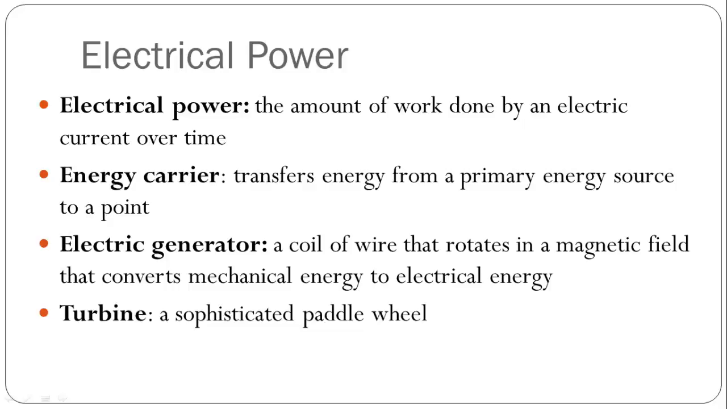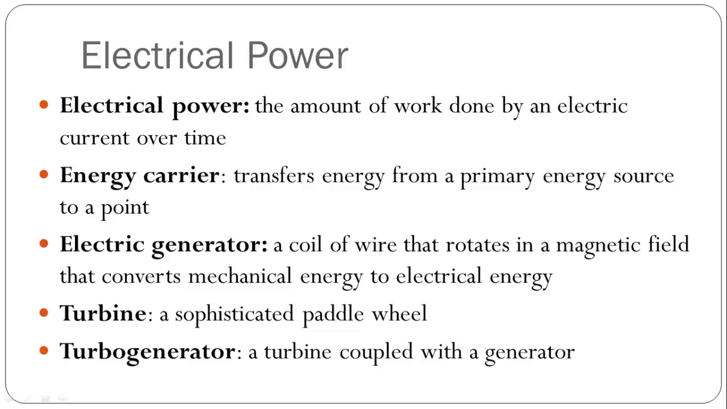A turbine is a sophisticated paddle wheel which can move this coil of wire through that magnetic field. So the steam engine can turn a turbine. When you combine the turbine and the generator, you have a turbo generator, which then provides an electrical current.